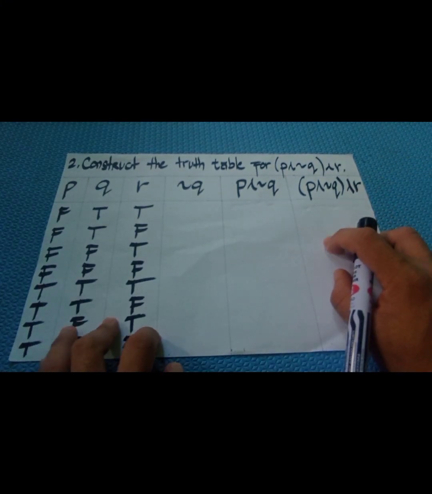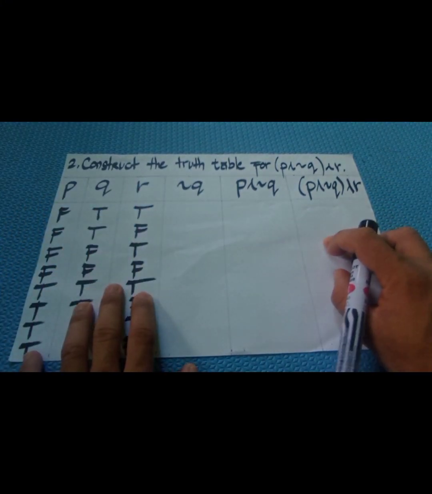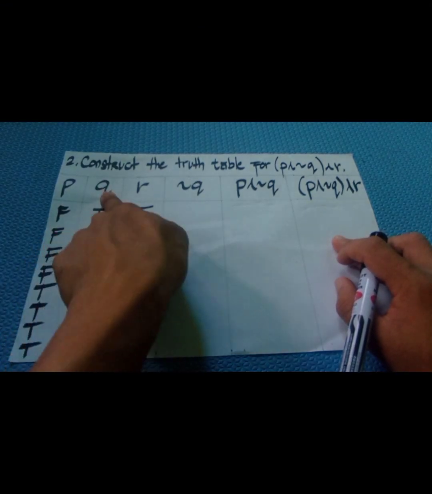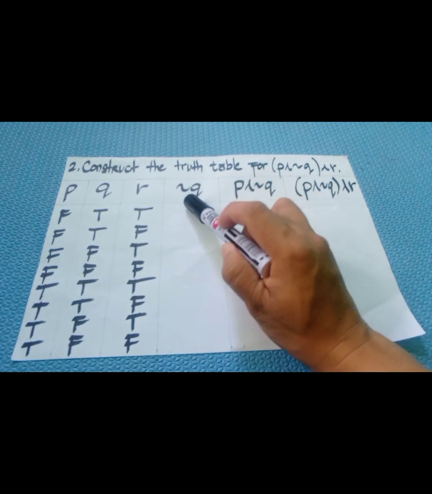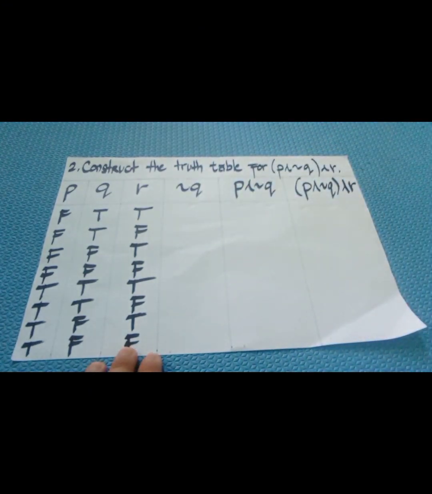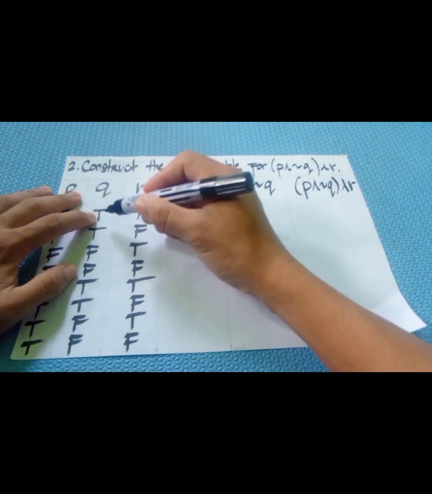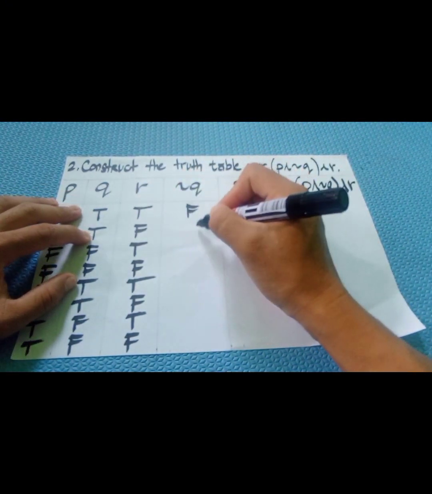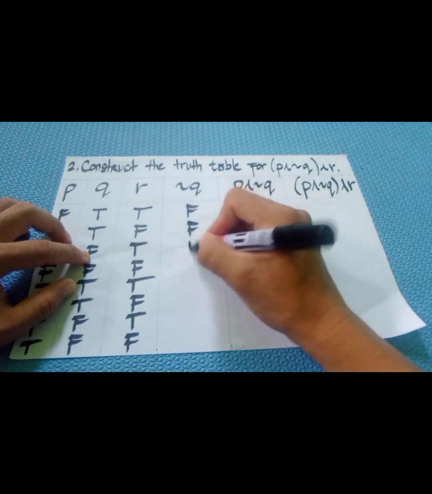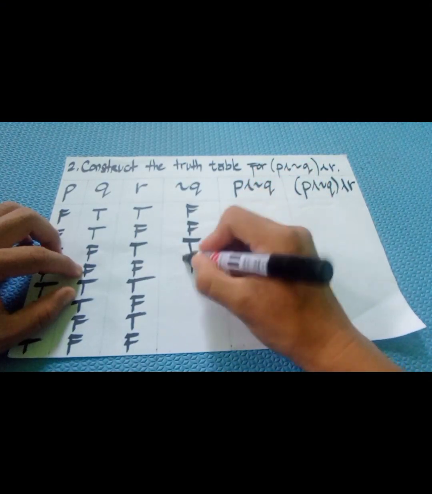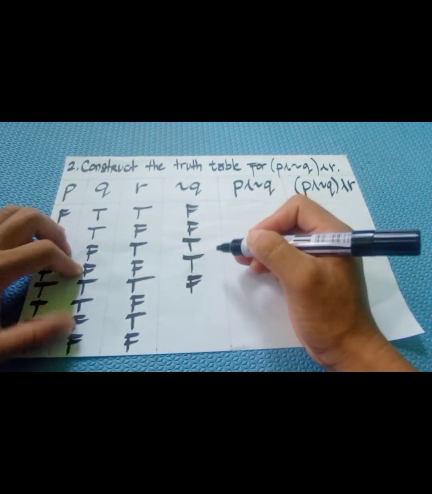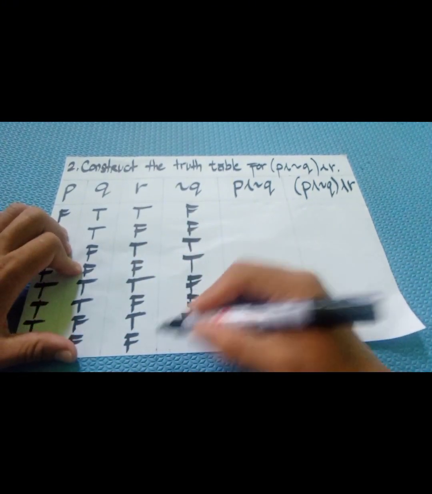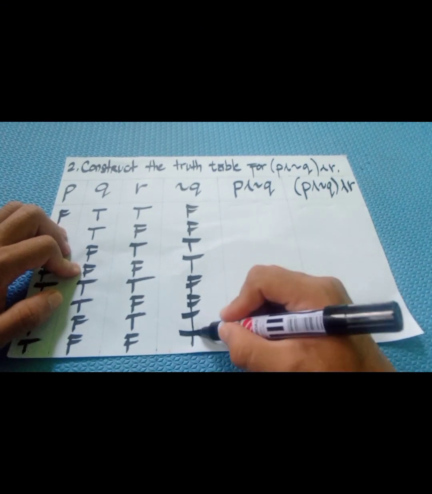So the given statements are P, Q, R, where we need to look at and negate the Q statement to get the not Q statement, where true becomes the opposite, false: true to false, false to true, false to true, true to false, true to false, false to true, and false to true.